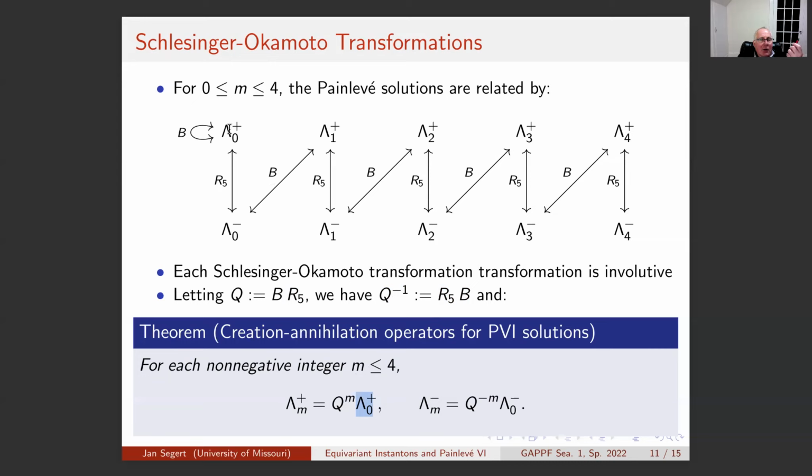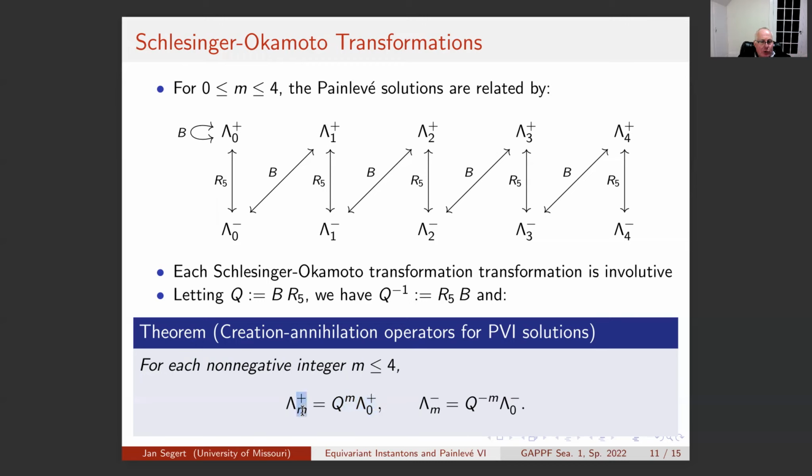If you start here, hit it with Q, you end up doing this. You go to this one. So if you hit Hitchin's 0 plus with this Q, you get this one. If you hit that with a Q, you go here, get this one. If you hit that with a Q, you get this one. So this looks an awful lot like creation and annihilation operators for the quantum harmonic oscillator.